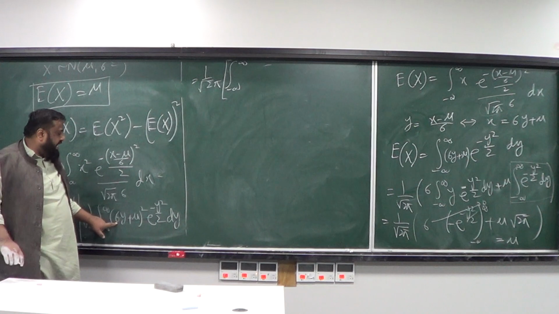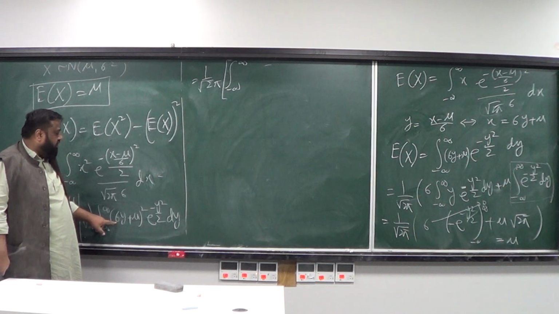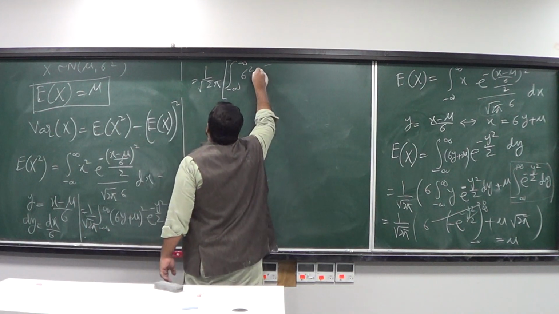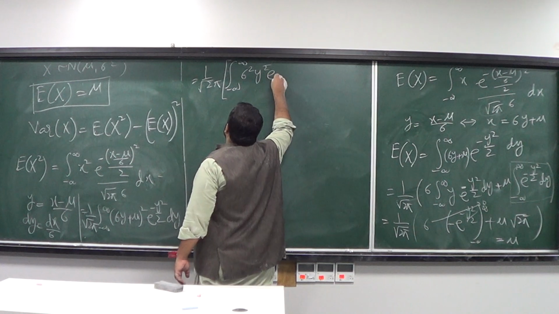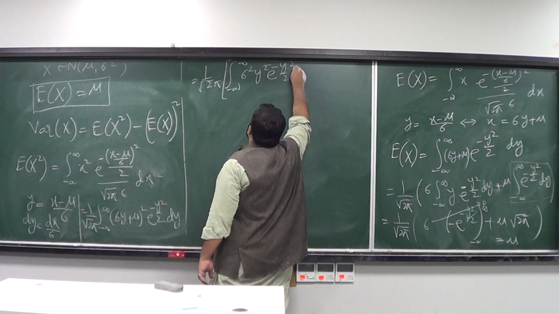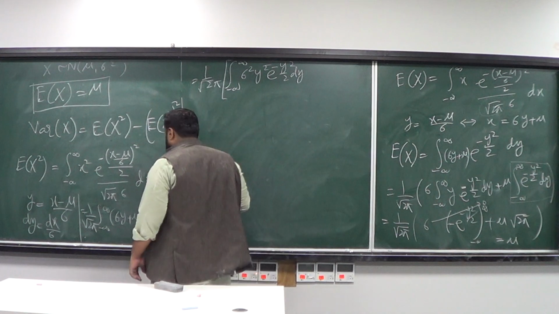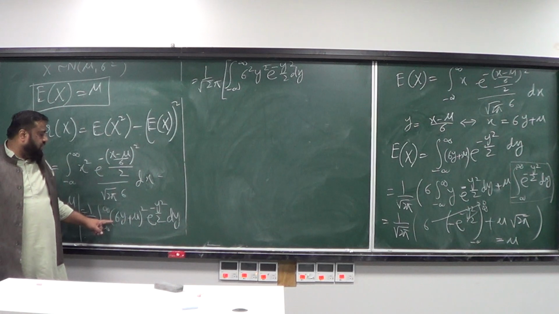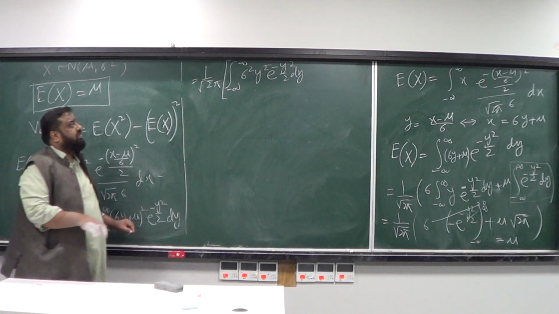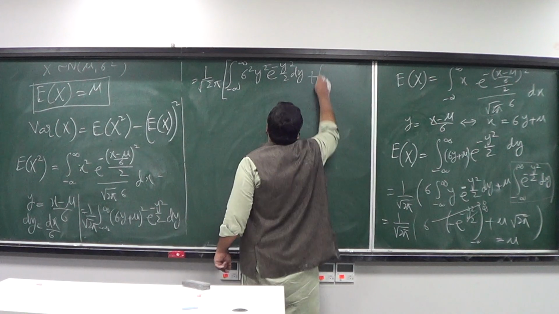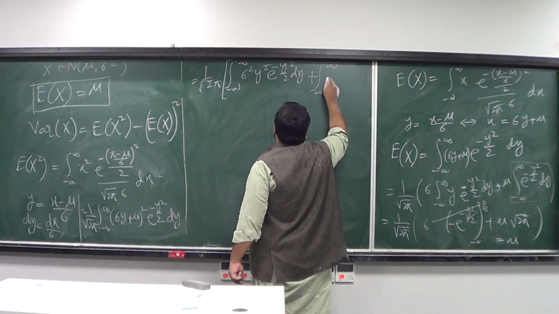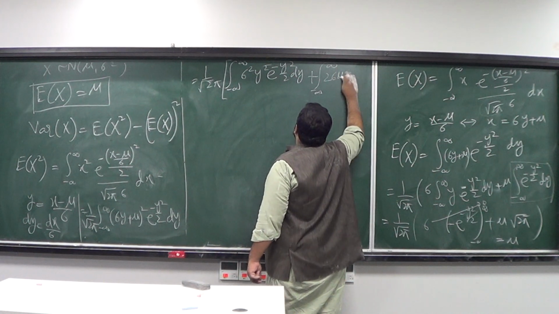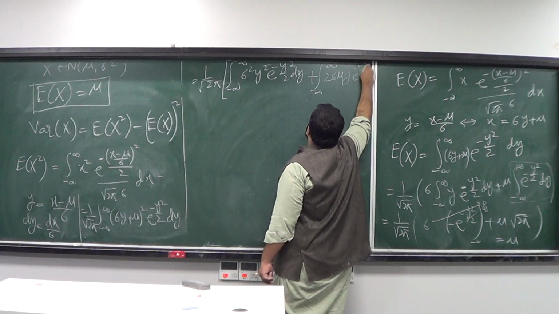So if I simplify it, the first term is going to be sigma square y square multiplied by e to the minus y square by 2 dy. So this will be the first integral. The second integral is going to be 2 times sigma y mu, so it's going to be the integral from minus infinity to infinity of 2 sigma mu y e to the minus y square by 2 dy.